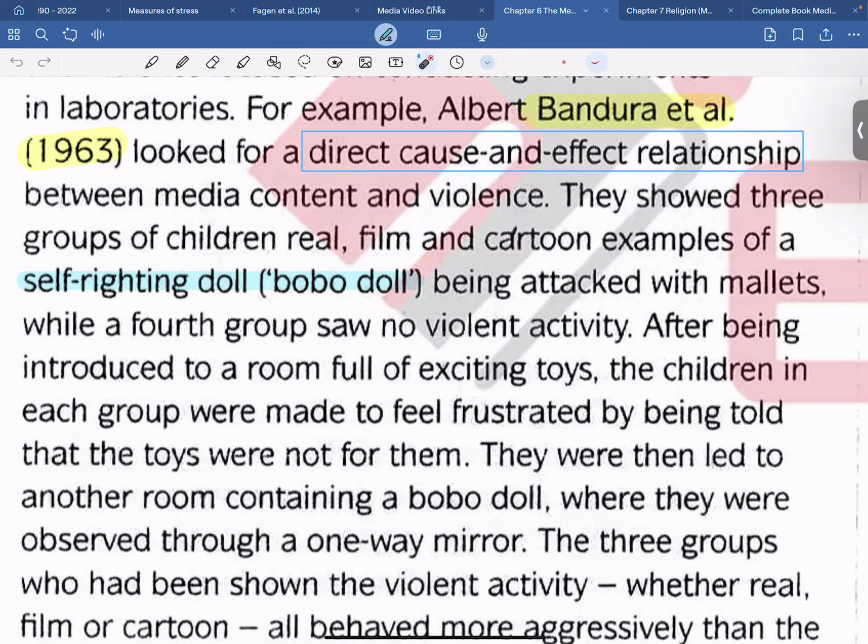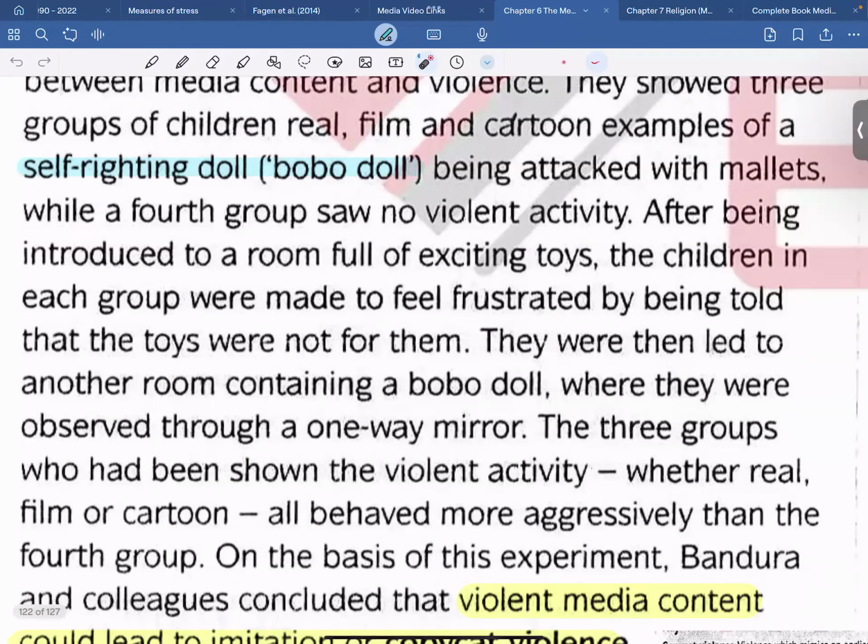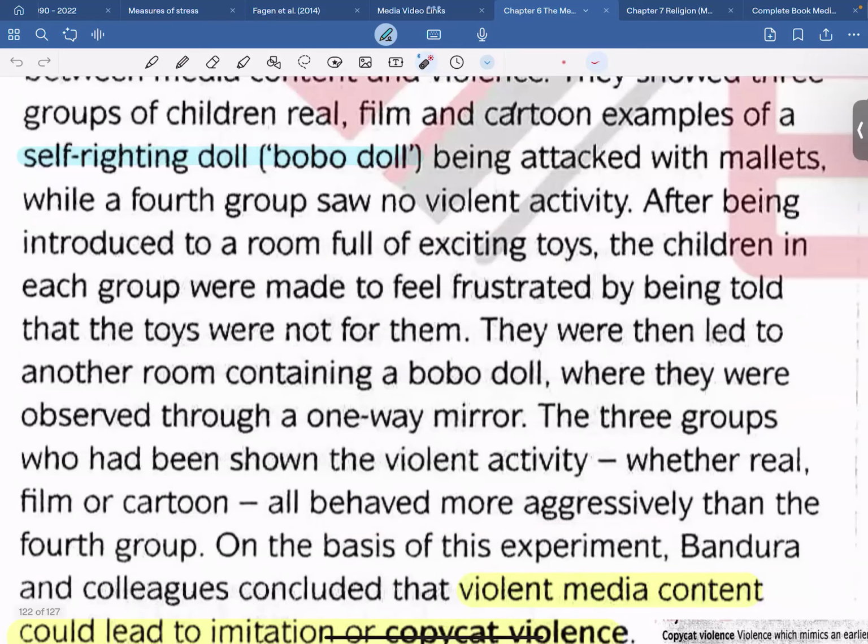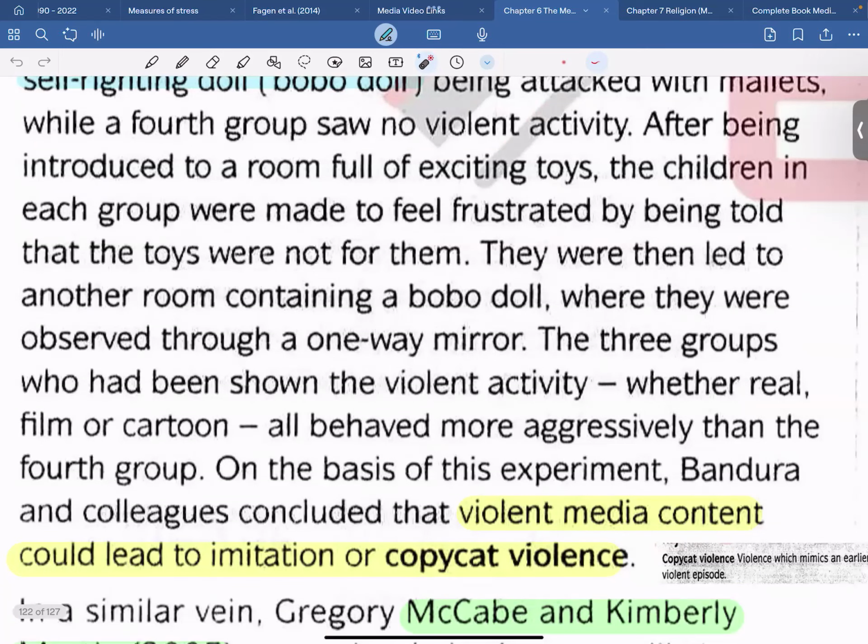So what Bandura was trying to figure out was, if we show kids violence by there being a Bobo doll and someone hitting the Bobo doll, what likelihood is there that the behavior shown to the kids would be repeated, mimicked or imitated by the kids? The three groups who were shown the violent activity, whether real film or cartoon, all behaved more aggressively than the fourth group, the control group that was not shown violence.